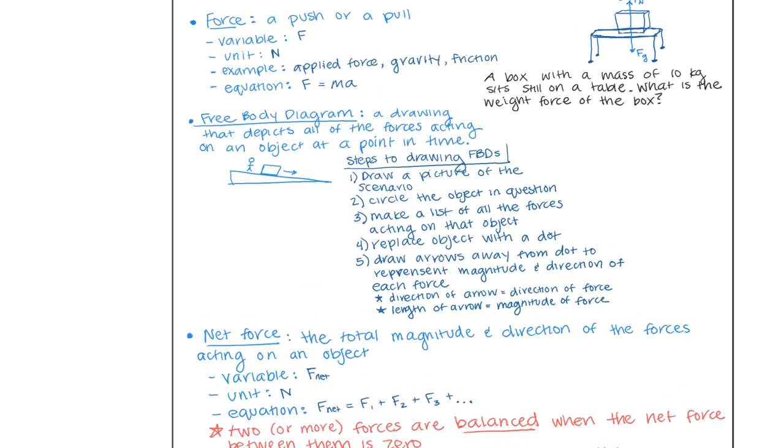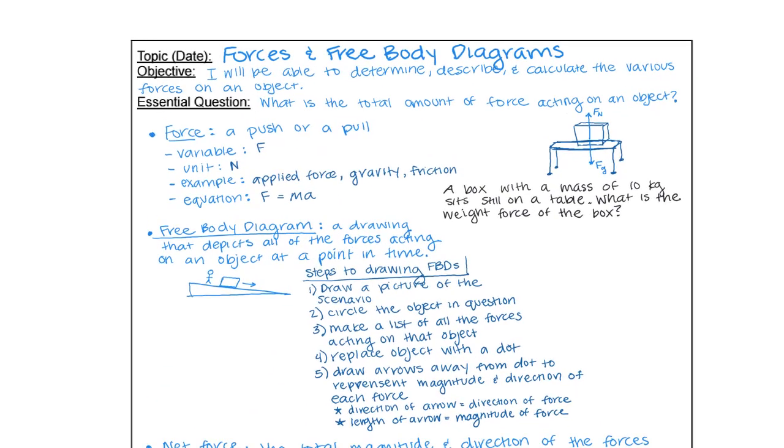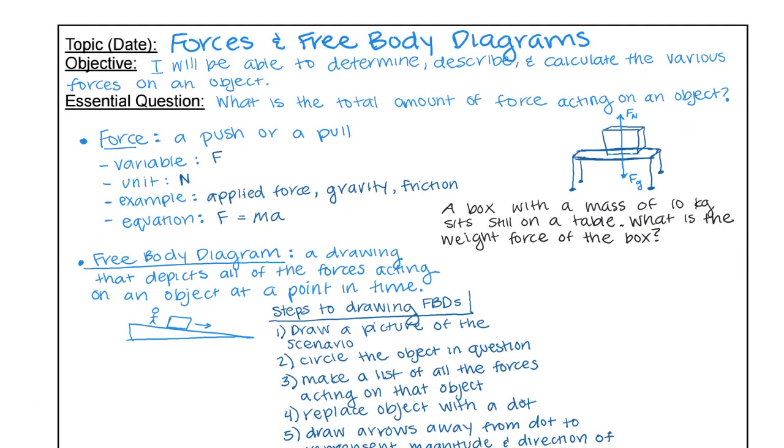Your objective is to be able to determine, describe, and calculate the various forces on an object. Your essential question is, what is the total amount of force acting on an object? So after reading and taking these notes today, you should be able to answer this essential question in your summary. Read that essential question again, read through your notes, and then answer it in about 1 to 2 sentences in the summary at the end of your notes.